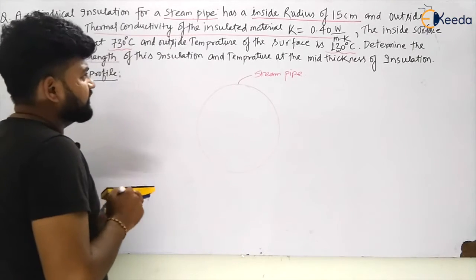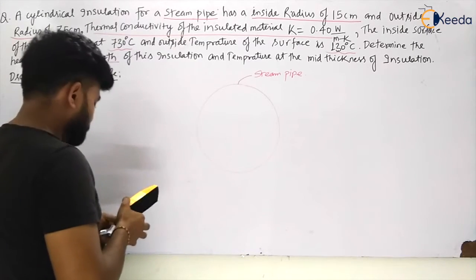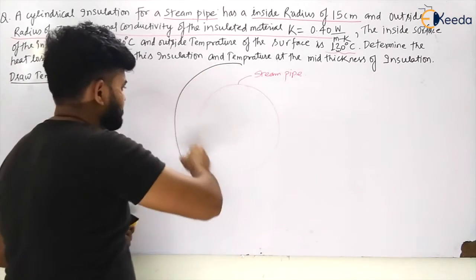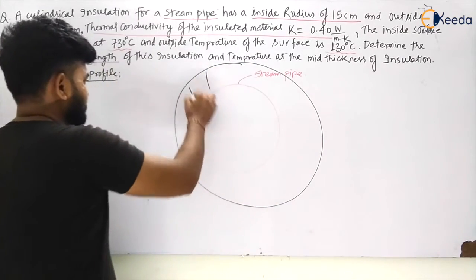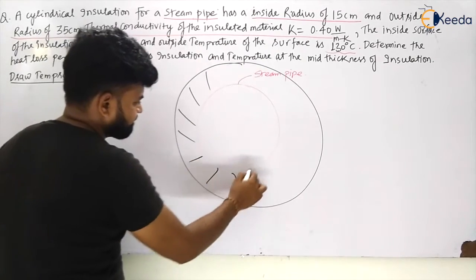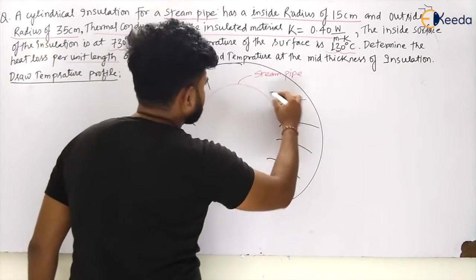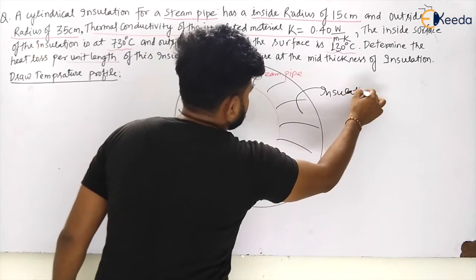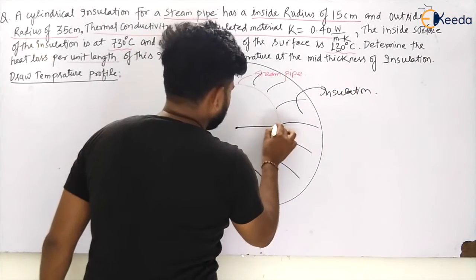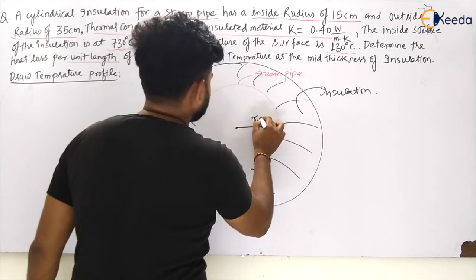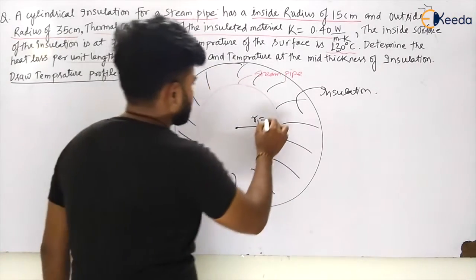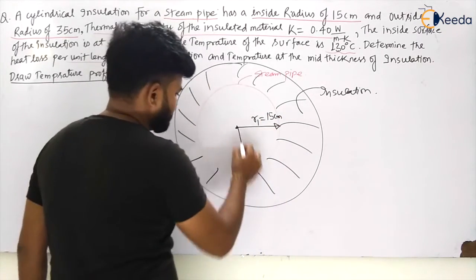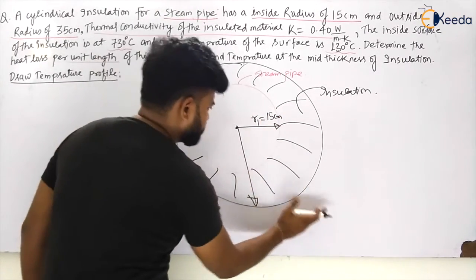So what I have done is I have just lapped it with some insulation. So there is some insulation outside this, my dear students. Let us say this is the insulation. So I have added an insulation there. The inside radius he has given, that is your Ri. Ri is equal to how much? He has given 15 centimeter, my dear students. That is 15 centimeter.